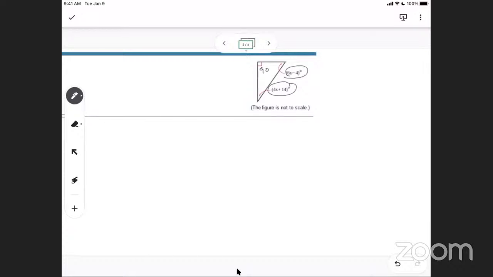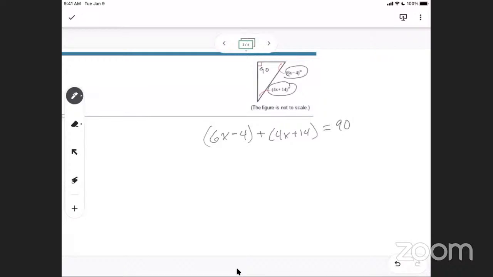So if I wanted to write that out, I would write 6x minus 4 plus 4x. See how I'm writing equations out of these? Yeah. 6x minus 4 plus 4x plus 14 has to equal what, did we say? 90 degrees. Good. Now, how do I solve this equation? Tell me what to do.